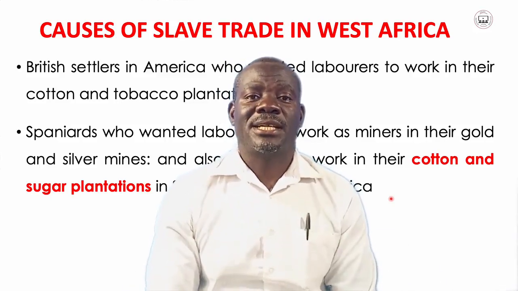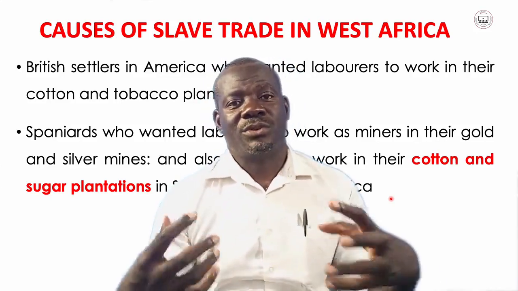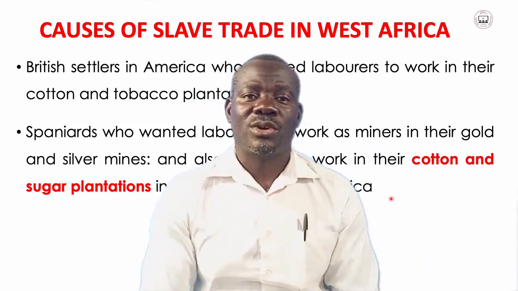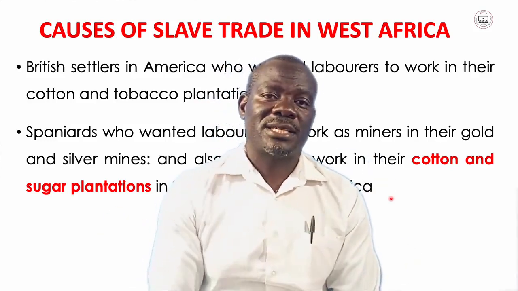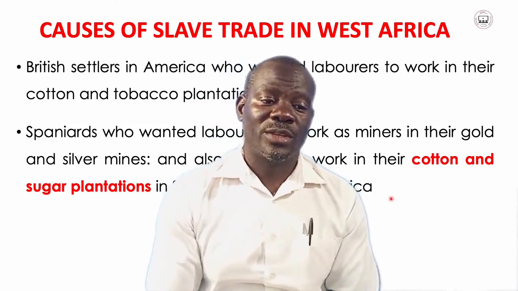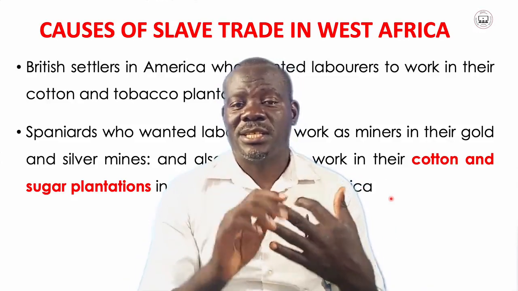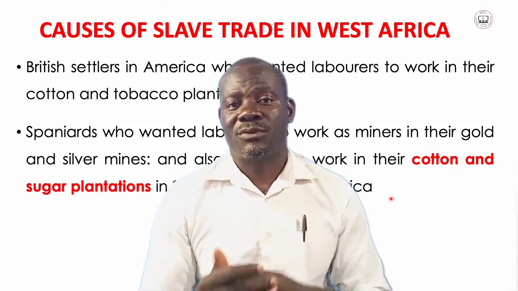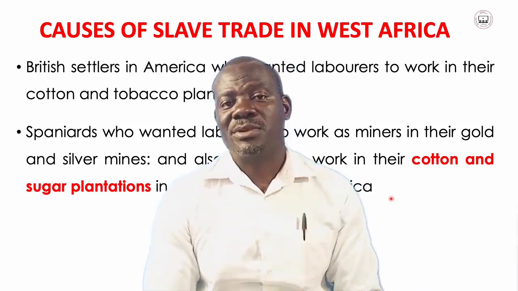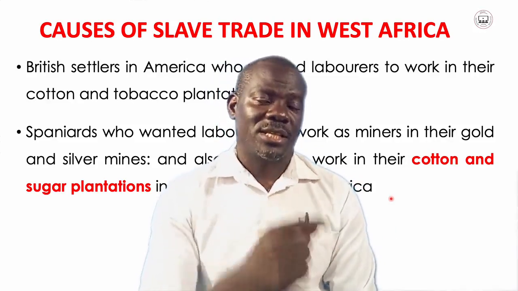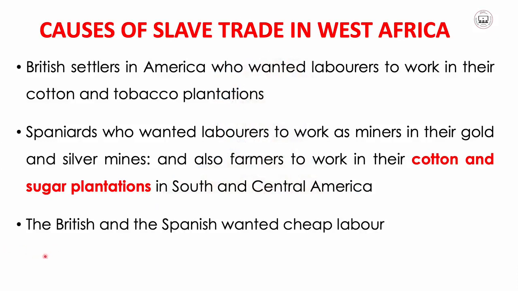As a result, they resorted to West Africa to get people who could work as slaves, and they were shipped to America to work as laborers in the farms. So we are talking of cotton and tobacco for the British, then silver mines and gold mines for the Spaniards, and also the Spaniards had cotton and sugar farms in America. These two, the British and the Spanish, wanted cheap labor.